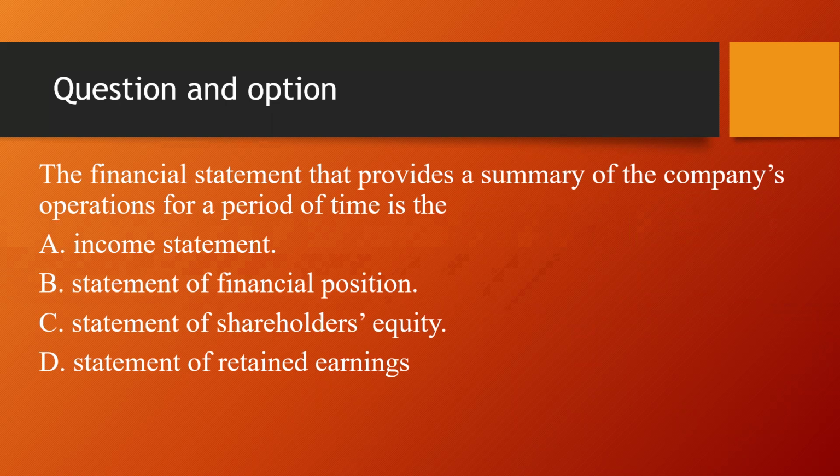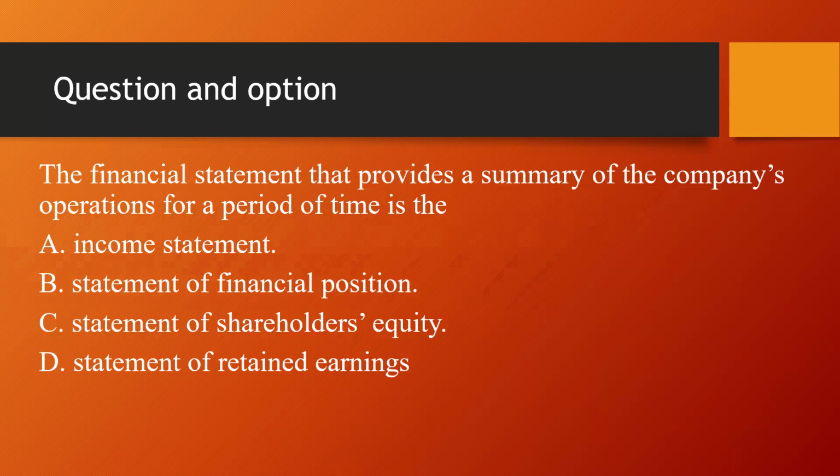So the three keywords in this are summary, operation, and for a period of time. They gave the four things in the financial statements: income statement, statement of financial position, statement of shareholders equity, and statement of retained earnings. Obviously, you know the answer. It's nothing but the income statement. It literally explains the operations in the organization for 12 months, for a period of time.